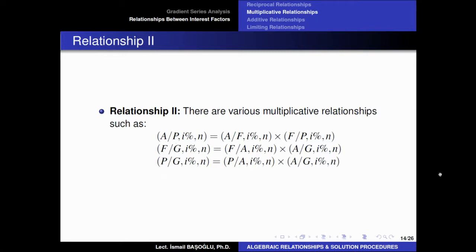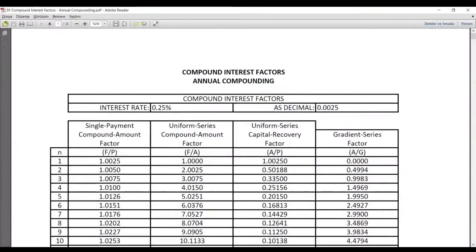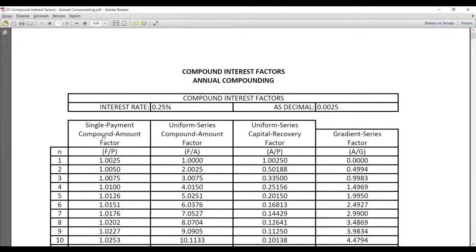Now, before moving on to the others, I would like to show something about this relationship in the compound interest table. So I'm just going to share the table with you. So right now you're seeing the table. In this table, we have a single payment compound amount factor here and the uniform series compound amount factor here. Now, if you are careful, you will realize that when you divide the value in the first column by the value in the second column, you are going to get the value in the third column. So here, for example, 1.01 divided by 4.015, you get approximately 0.25156.